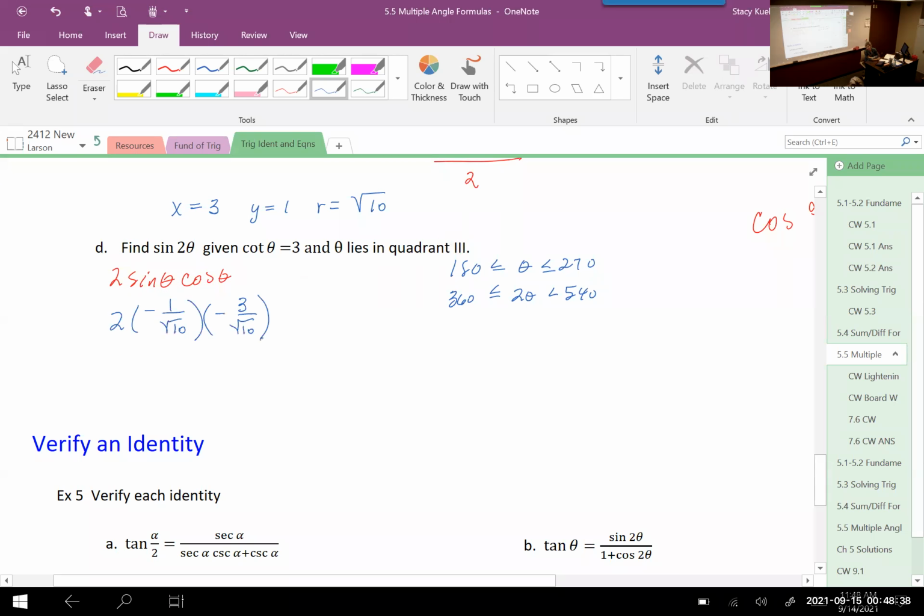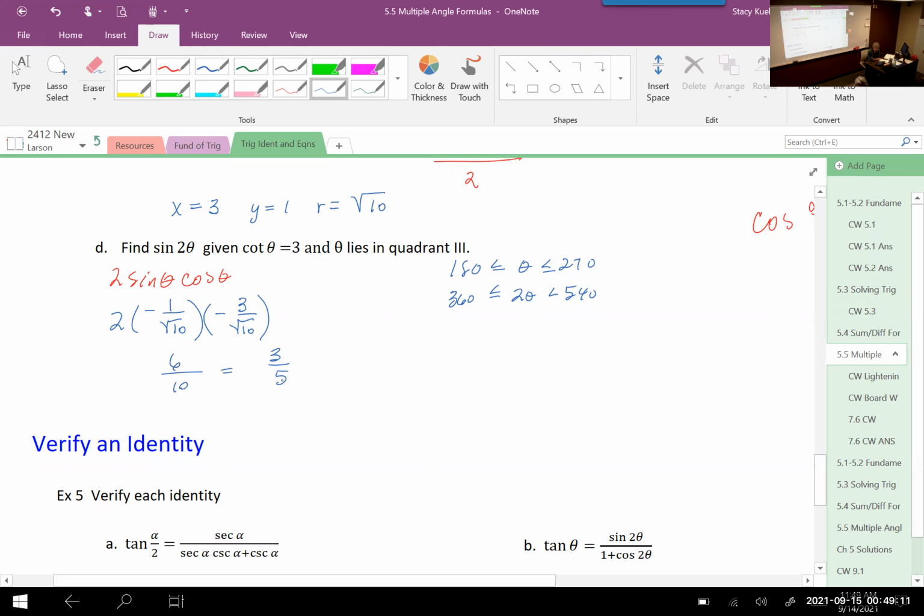Now, I'm not going to rationalize this yet because I'm about to multiply. And I'm going to hope that when I multiply, I get rid of the radical in the denominator, and I do. When I multiply numerators across, I get positive 6 over the square root of 10 times the square root of 10, which is 10. And 6/10 is equal to 3/5.